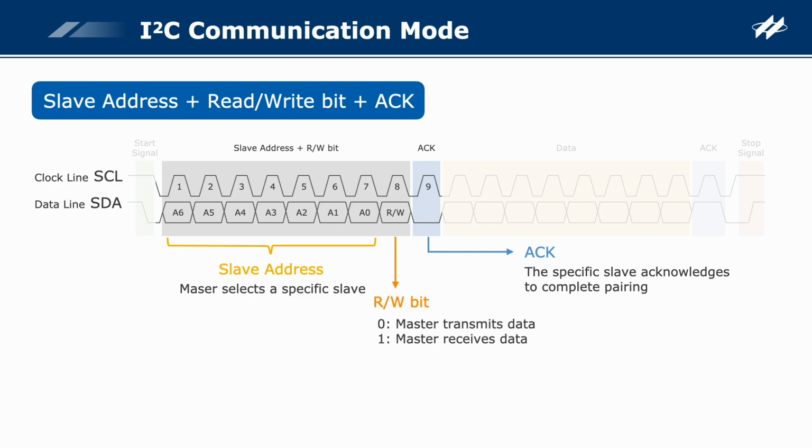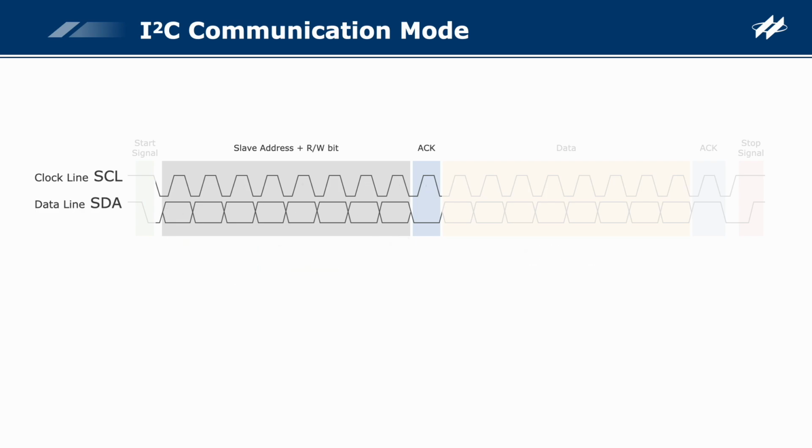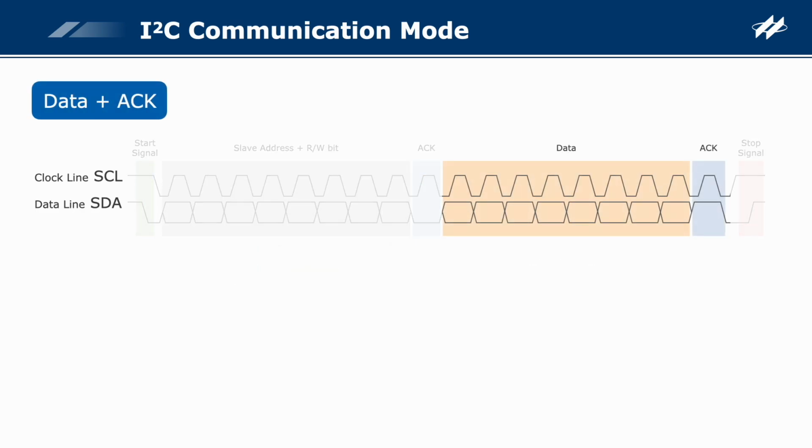Then what is the purpose of the read-write bit? This bit determines whether the master wants to transmit data or receive data the next step. After the master has transmitted the address and been acknowledged by the corresponding slave on the bus, according to the aforementioned read-write bit meaning, the next step should be the master or slave to transmit data.